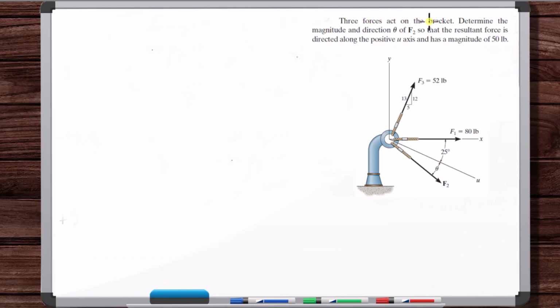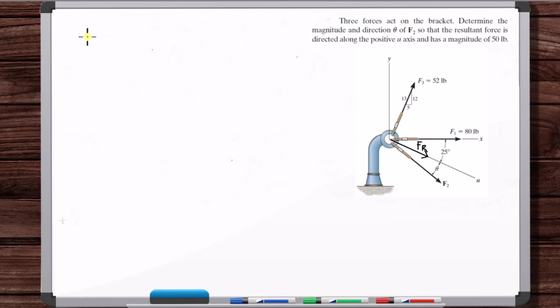Three forces act on the bracket. Determine the magnitude and direction theta of F2 so that the resultant force is directed along the positive U axis and has a magnitude of 50 pounds. Okay, so the resultant force is going to be here. We'll call this FR.